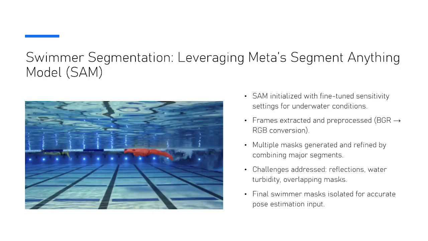Coming to the SAM model, the swimmer segmentation leverages Meta's Segment Anything Model, SAM. SAM was applied with fine-tuned sensitivity settings for underwater conditions. Frames were extracted, and as we can see, using the red part we can identify the swimmer in the image, and frames were pre-processed with BGR to RGB conversion. Multiple masks were generated and refined by combining image segments. There were some challenges too. Sometimes, if the swimmer was in sunlight, reflections interfered with the analysis, but we overcame that. Other challenges were water turbidity and overlapping masks. The final swimmer mask is isolated for accurate pose estimation input, as we see in the figure.